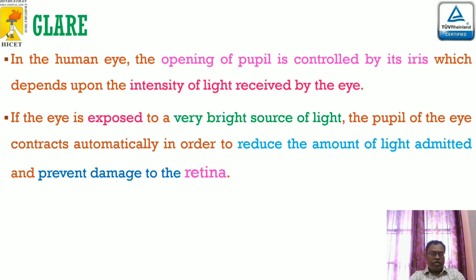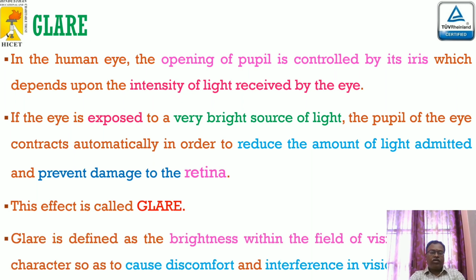And glare is a very important thing on the industrial side. In the human eye it is very irritating, as we can clearly see objects. In the human eye, the opening of the pupil is controlled by the iris, which depends upon the intensity of the light received by the eye. If the eye is exposed to a very bright source of light, the pupil contracts automatically in order to reduce the amount of light admitted and prevent damage to the retina. This effect is called glare, so we have to avoid that. Glare is defined as brightness within the field of vision of such a character as to cause discomfort and interference with vision.